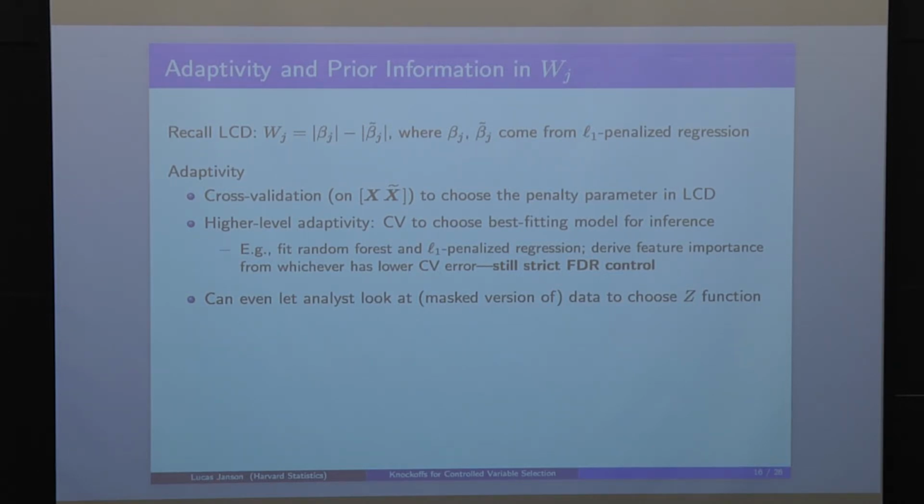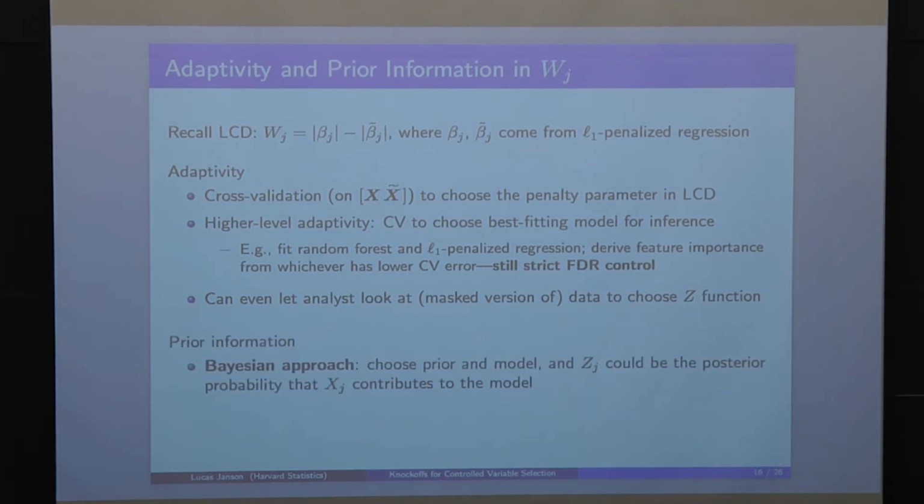Now on the other side of the coin, suppose that we actually know a lot about what y given x probably looks like. So we don't need to adapt, but we want to actually imbue that prior information into the problem to improve our power. Well, a very natural way to do that is to take a Bayesian approach, right? So we could specify a model for our data. We could specify a prior for all the parameters in that model. And then we could, for instance, pick Zj to be the posterior probability that Xj actually contributes to that model. Or it could be anything, but this might be a natural choice, for instance, in Bayesian variable selection. Okay, so this seems like a very natural way to incorporate very strong prior information.